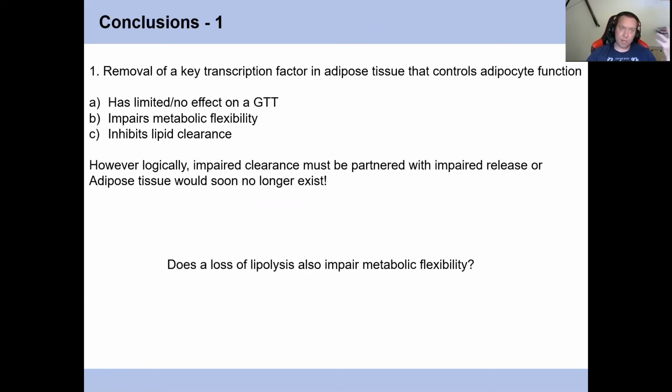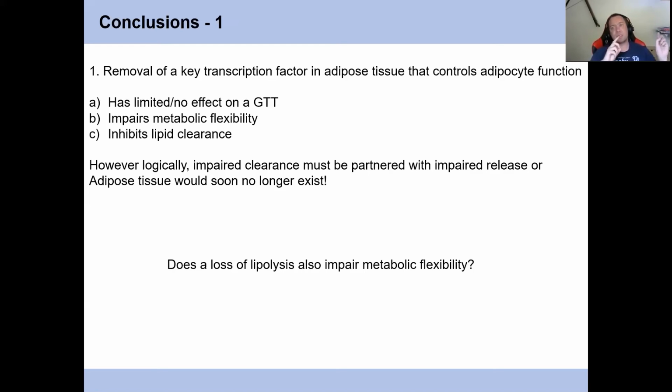So what we'd argue here is removal of a key transcription factor in adipose tissue that controls adipocyte function has a limited or no effect on the GTT. It impairs metabolic flexibility and it inhibits lipid clearance. However, if we only had impaired lipid clearance as a source of metabolic inflexibility, and that wasn't partnered with impaired release, impaired lipolysis, adipose tissue would soon cease to exist.